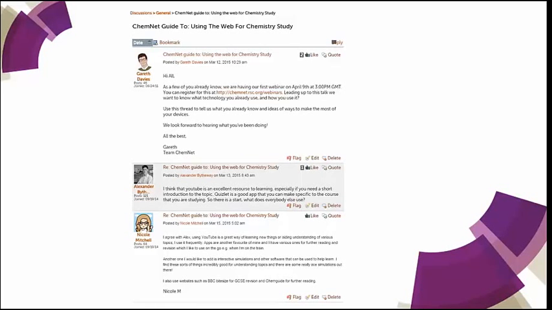Someone's mentioned a good app, and you can make it specific to the course that you're studying. Someone also recommended BBC Bitesize, and ChemGuide for further reading. And interactive simulations: Nicole mentioned that they're really useful for helping to learn about chemistry.